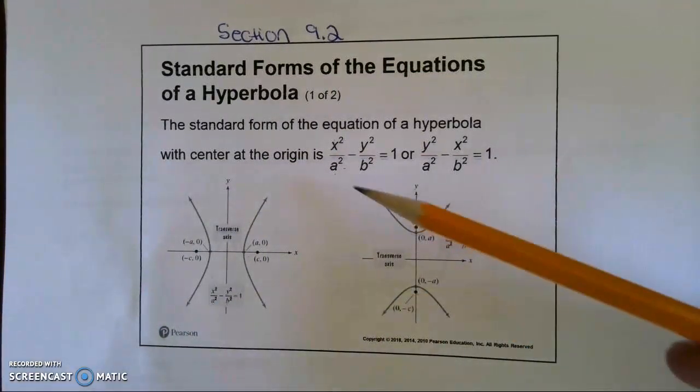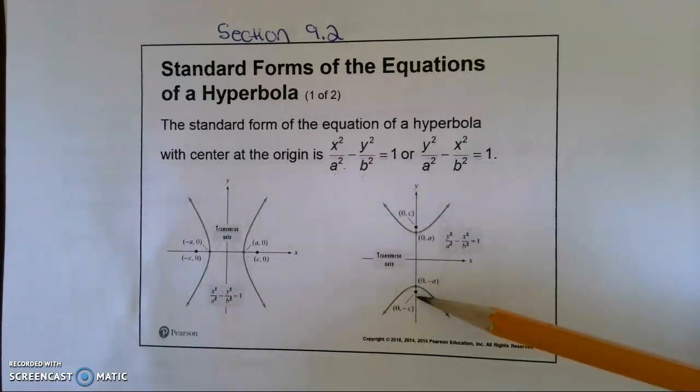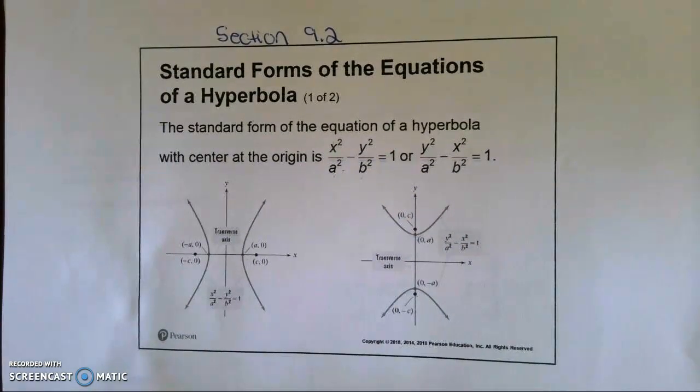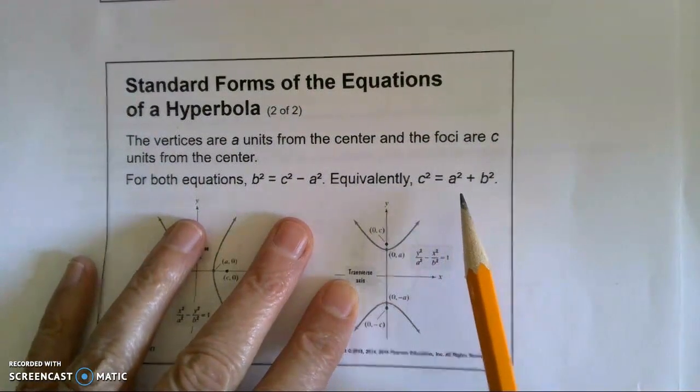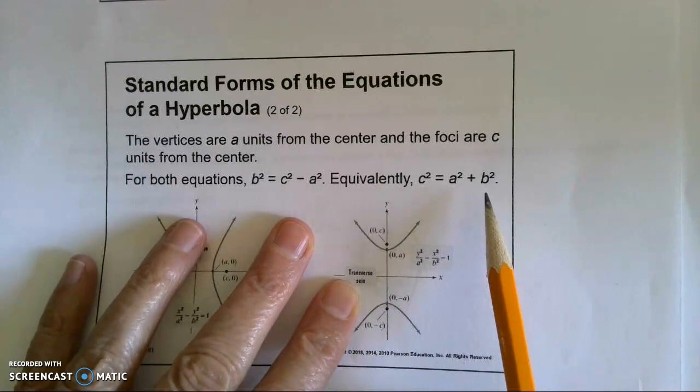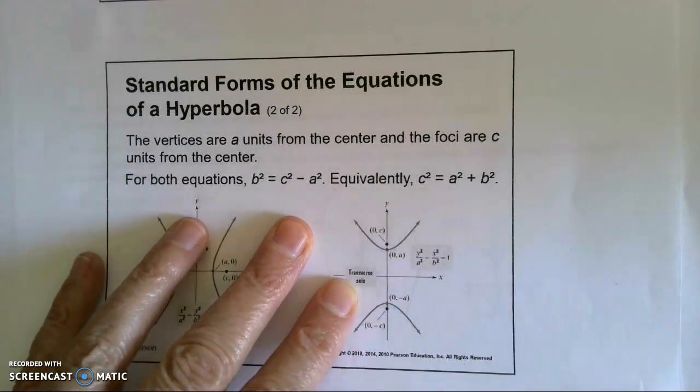The other thing is a, b, and then c, which has to do with the foci, how they're related: c squared is equal to a squared plus b squared. So again, this is different than the last section. Okay, so now I'm going to look at a problem from the homework.